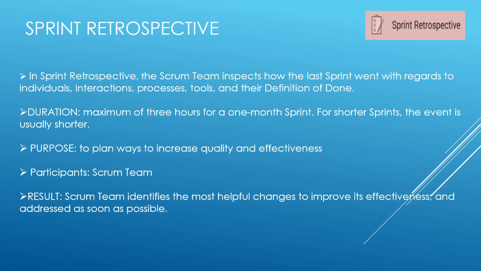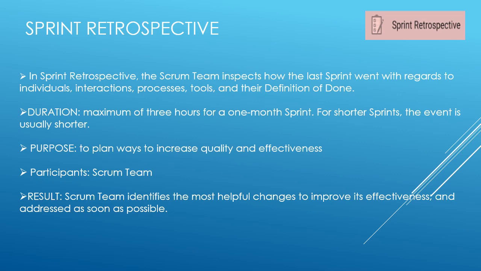Sprint retrospective. Sprint retrospective is to inspect the last sprint with regards to the individuals, interactions, process, tools and definition of done. Purpose of this event is to plan ways to increase the quality and effectiveness. The most impactful improvements are addressed as soon as possible. They may even be added to the sprint backlog for the next sprint.